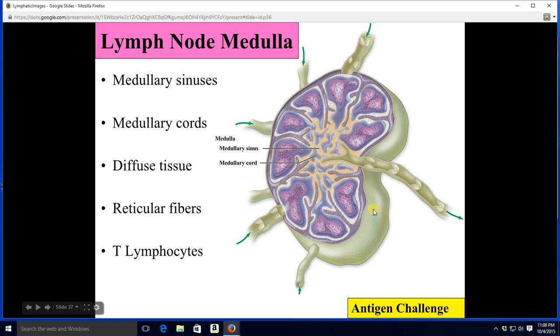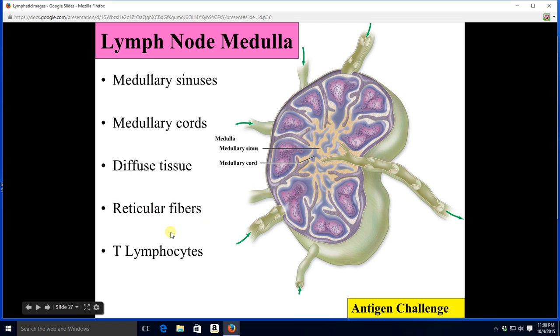Okay, we go a little deeper into the medulla. All right, we get into the medulla in there. And in the medulla, we're going to have medullary sinuses. And the medullary sinuses pass between rows, columns of lymphatic tissue called medullary cords. Also, there's spread out lymphatic tissue in here as well. There's diffuse tissue here. And again, everything is supported by reticular fibers.